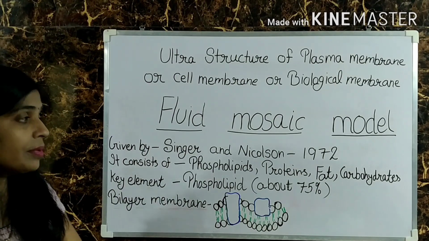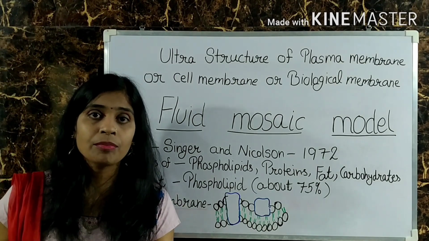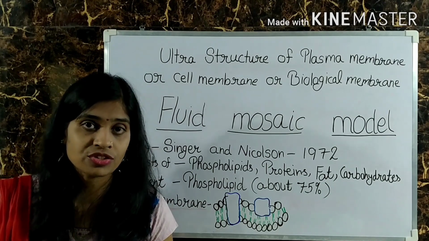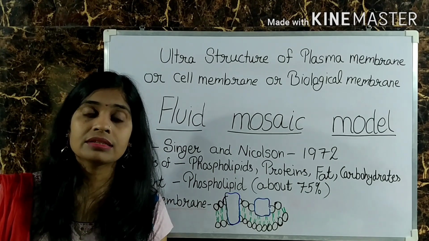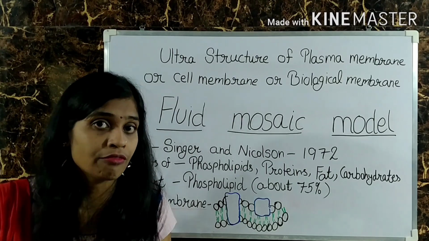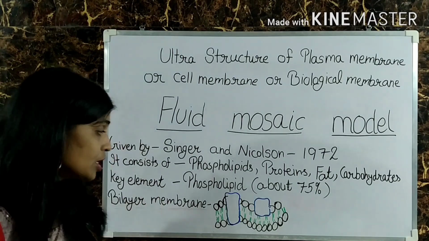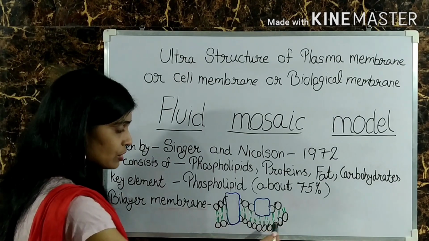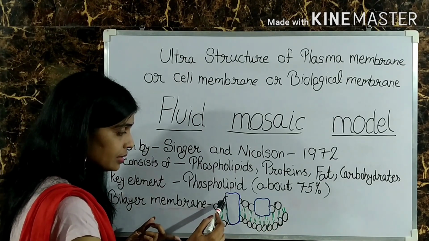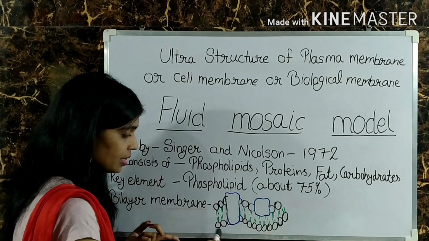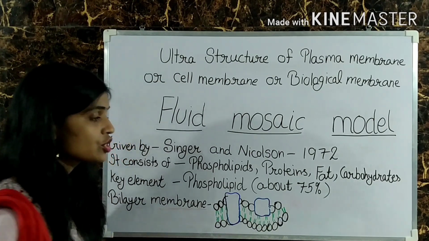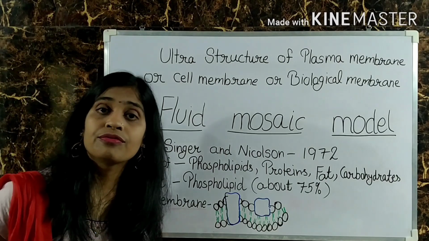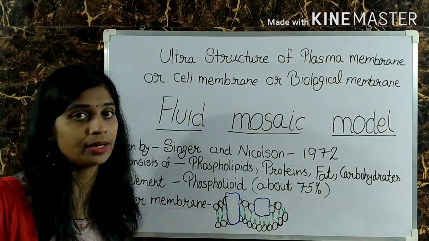The plasma membrane is made up of a bilayer structure. A bilayer means two layers thick, made up of phospholipids. You can see in the structure this is one layer, and this is another layer. The two layers together form the fluid mosaic model.